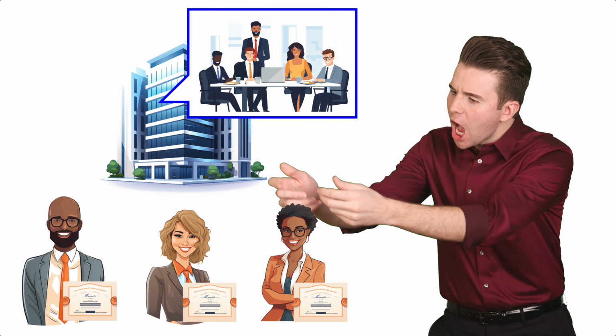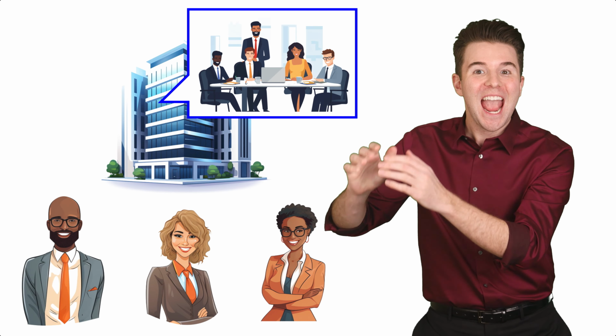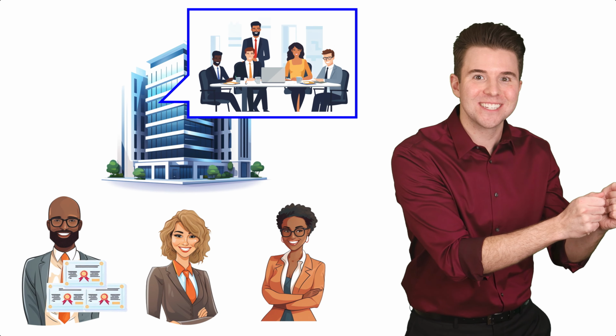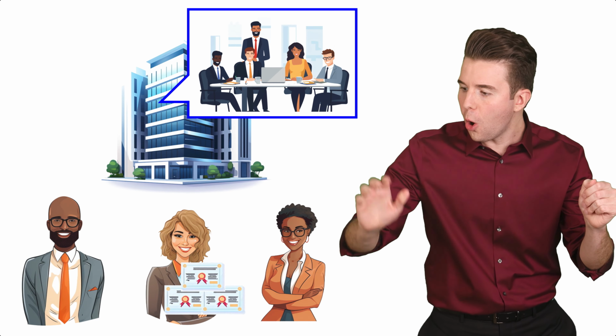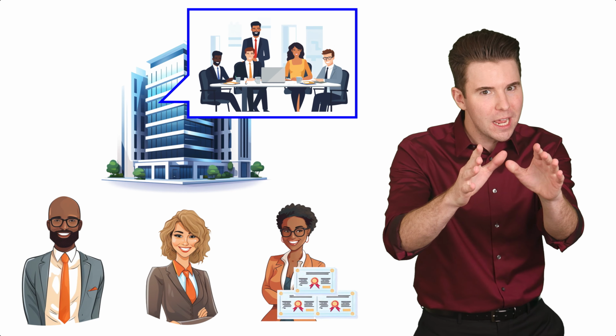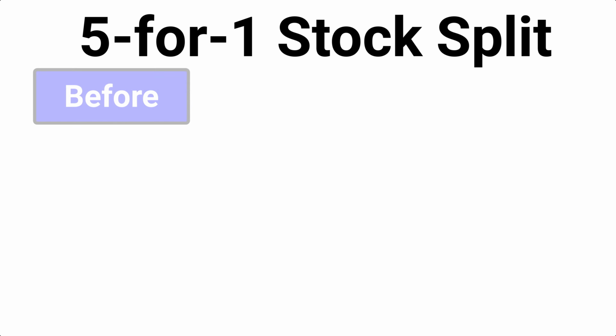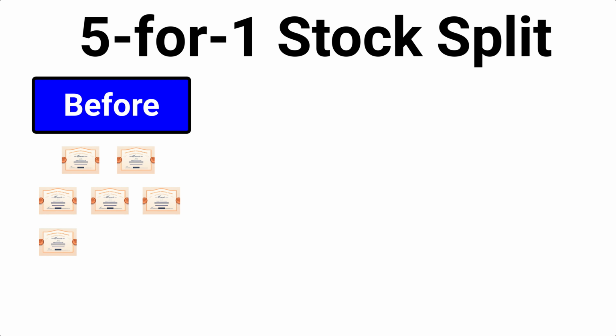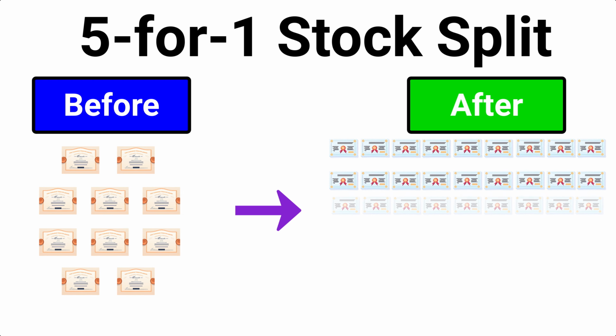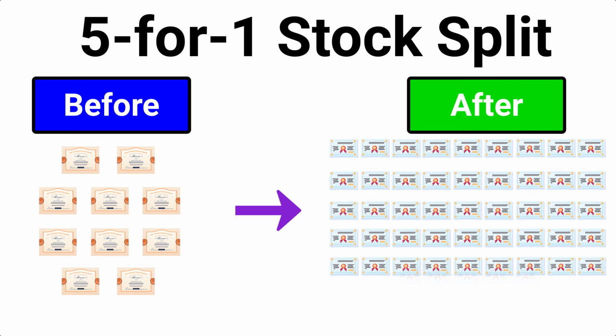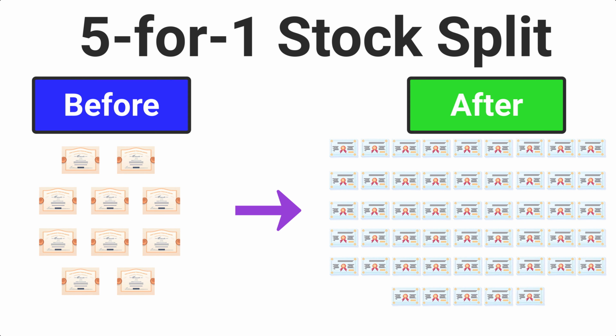A stock split is when the board of directors calls in the corporation's outstanding shares and issues new shares in exchange for each old share. For example, if a corporation did a 5-for-1 stock split, an investor who previously owned 10 shares would now receive 15 new shares in return for the old 10 shares.